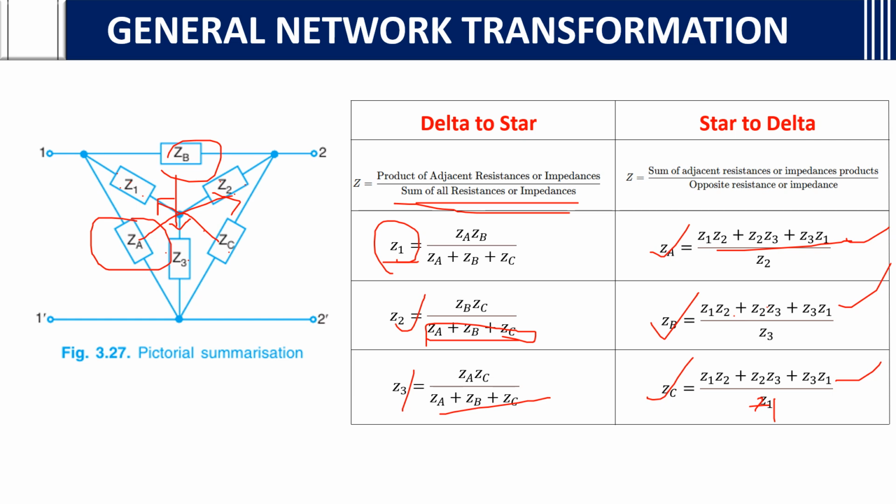Any network, you should try to simplify into this triangle and star form, so that it will be easy for you to identify the opposite or adjacent resistance, and there will be no confusion. I'll solve some questions, so it will be very easy for you to do, and it is very easy to convert delta to star or star to delta.